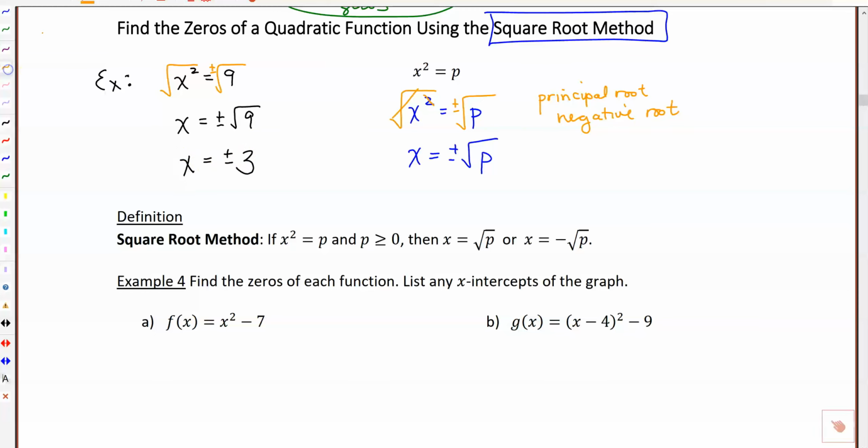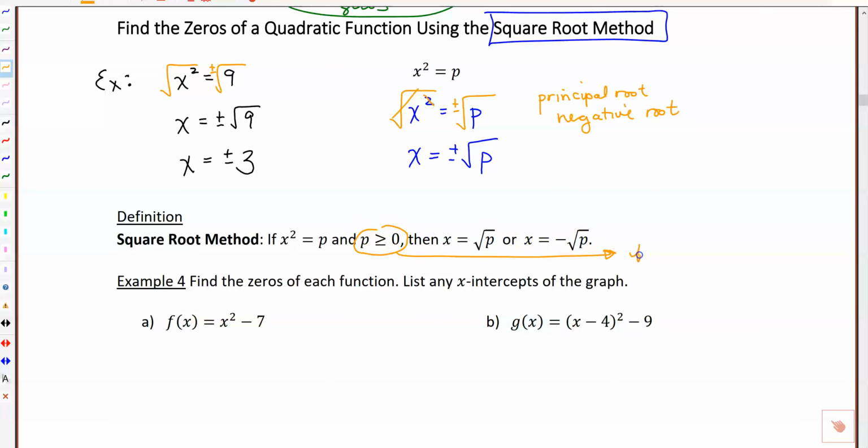Alright, so then the definition of the square root method is if x squared is equal to p, and that value for p is greater than or equal to 0, then x is equal to the square root of p, which is your principal root, or x is equal to the negative square root of p, which is your negative root.